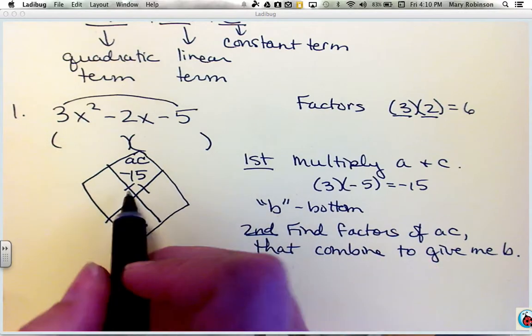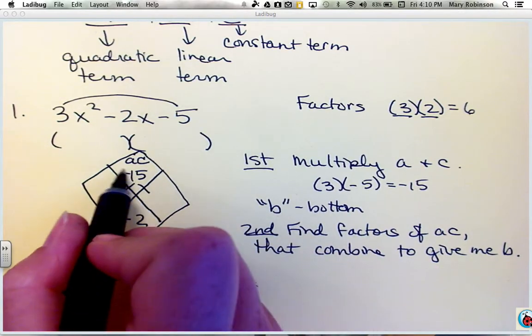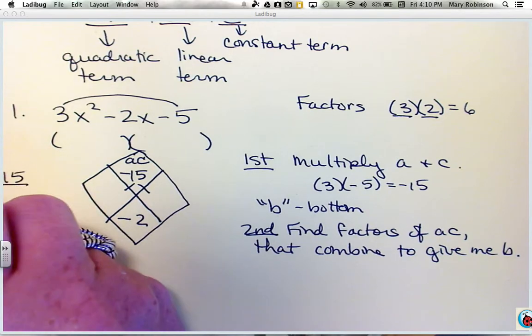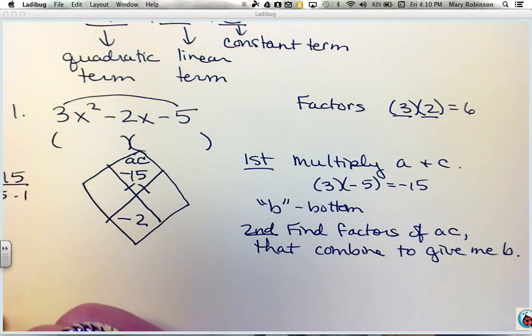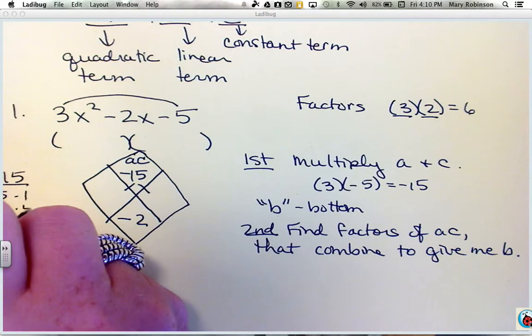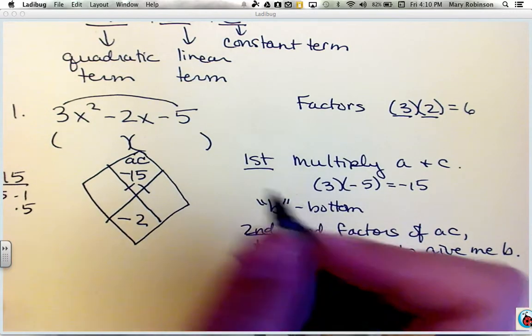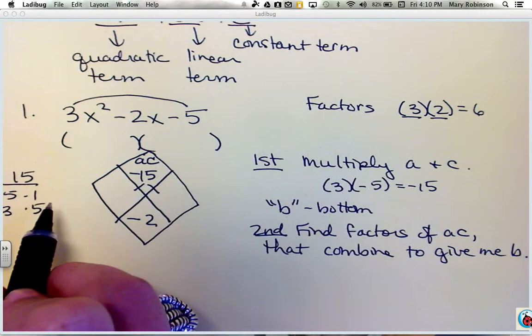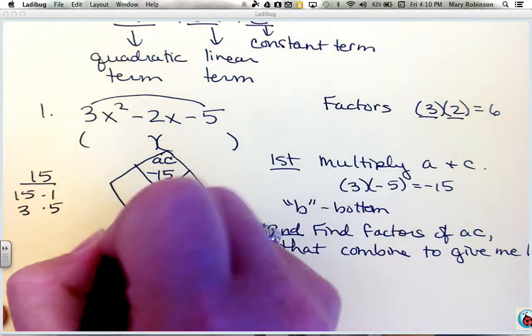So if you think about what numbers you multiply to get 15, don't worry about your sign right now. You should be thinking, well, I know that 15 times 1 gives me 15, and that 3 times 5 gives me 15. So with 15 and 1, there's no way to make 2, so I'm going to use my 3 and my 5.